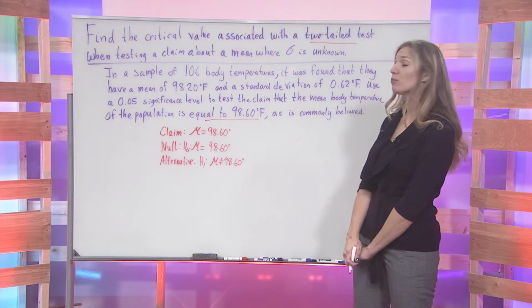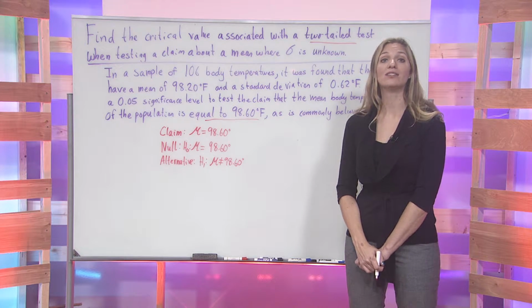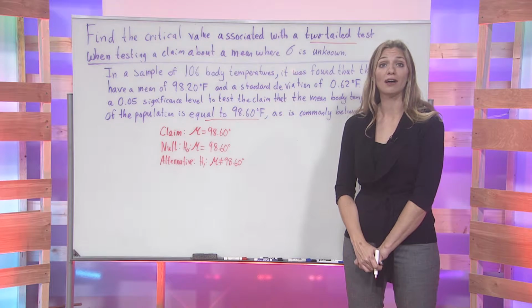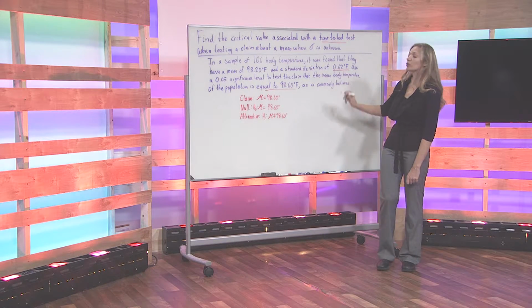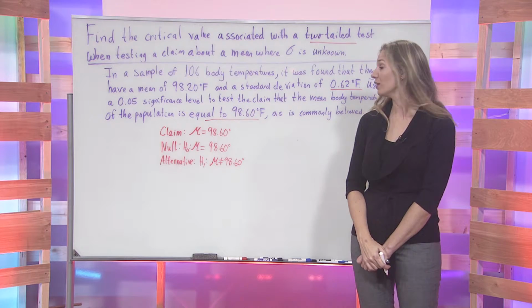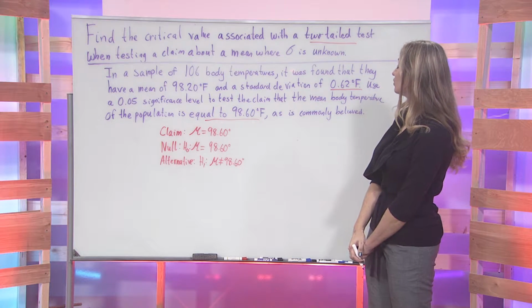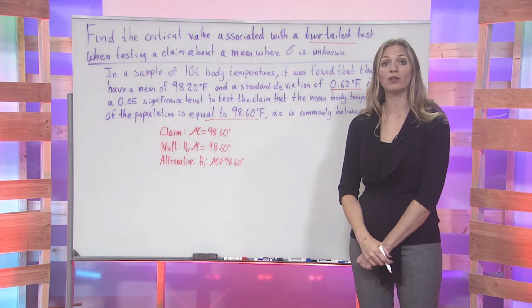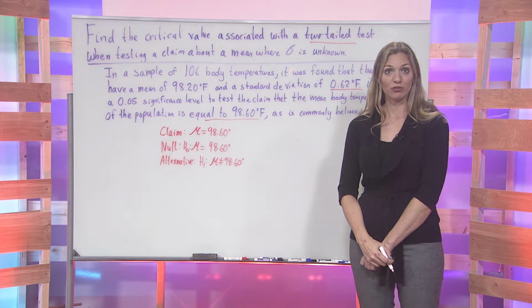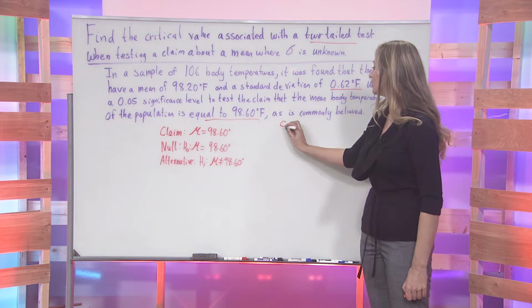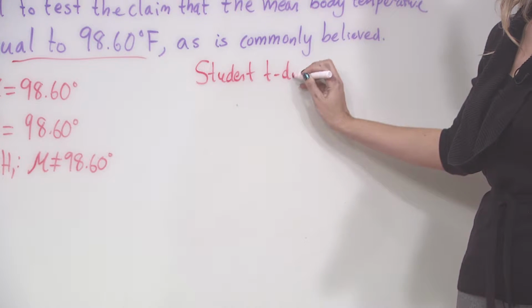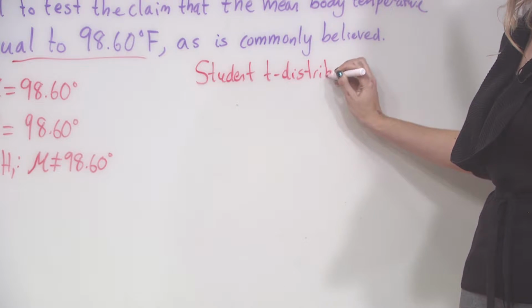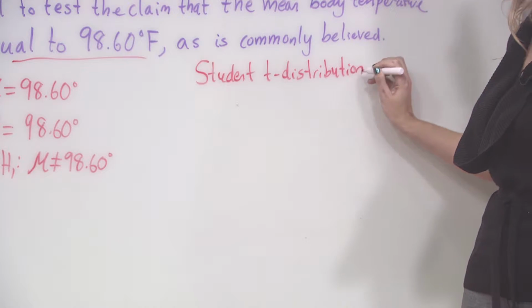Now, nowhere in the problem is sigma given, sigma being the standard deviation of the population. The standard deviation as given, 0.62 degrees Fahrenheit, is in fact the standard deviation that comes from our sample of 106 body temperatures. Thus, we must use the student t-distribution in order to get our critical values here.